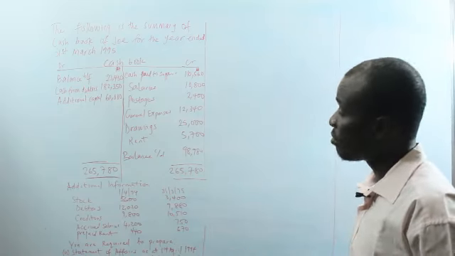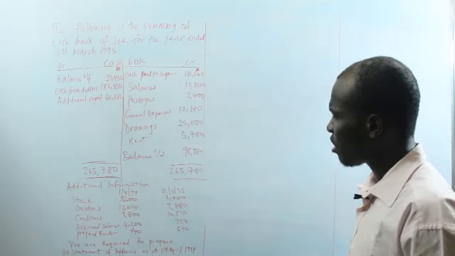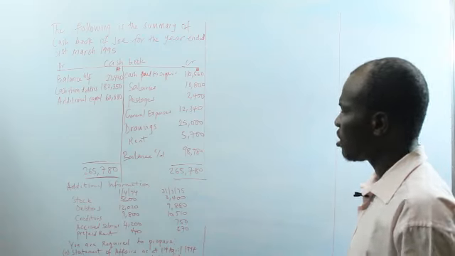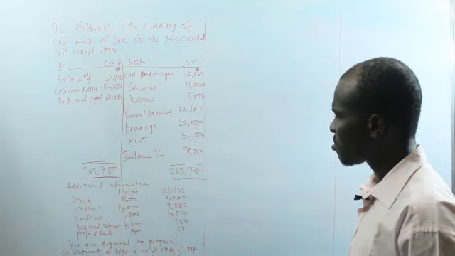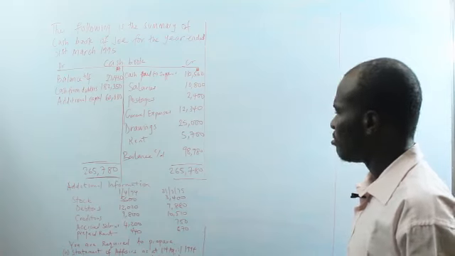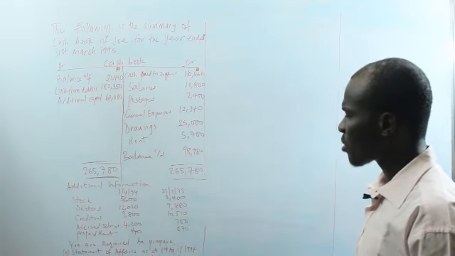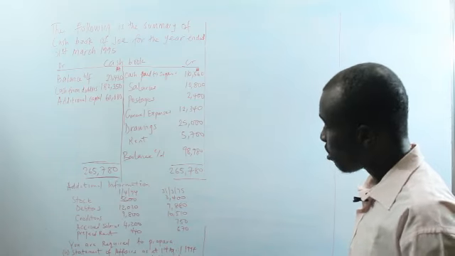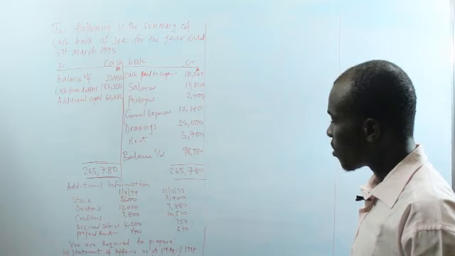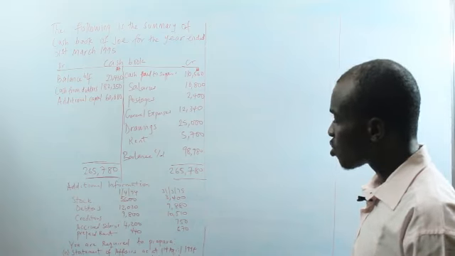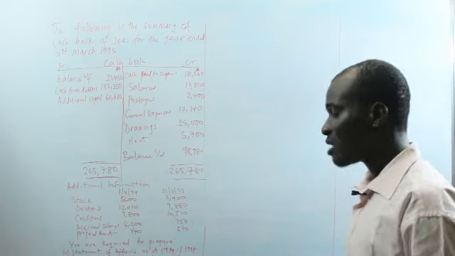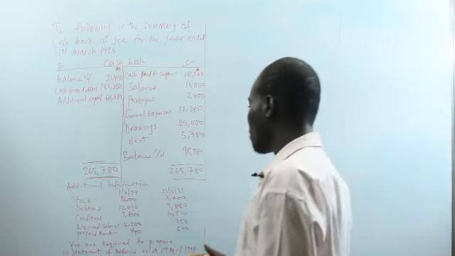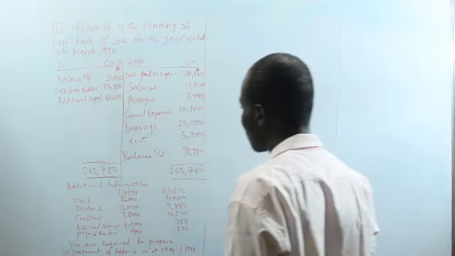Then we are given additional information: we have stock at opening and at close, debtors at opening and at close, creditors, prepaid and accrued salaries. You are required to prepare the statement of affairs as at 1st April 1994, debtors and creditors control accounts, the trading profit and loss account, and also the balance sheet as at 31st March 1995. First thing, let's prepare the statement of affairs as at 1st April 1994.